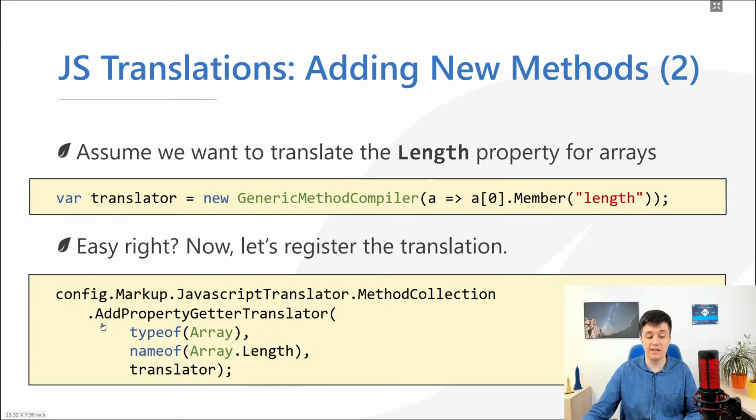There are many of them, and there is even a utility method for registering translations for property getters. As in this case, we will be adding a property getter translation for type array, and we also need to provide the name of the method that we are registering the translation for. So for that, we can use the nameof operator, so that the translation is registered to the length getter, and then we just provide the translation that we created in the step above.